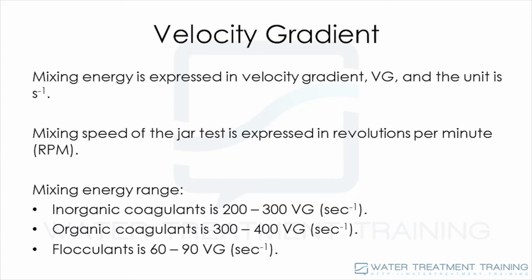Mixing energy is expressed in velocity gradient and the unit is per second. The mixing speed of the jar test is expressed in RPM or revolutions per minute. The mixing energy varies for coagulants and flocculants. The appropriate mixing energy of inorganic coagulants is 200 to 300 per second of velocity gradient. For organic coagulants it is 300 to 400 per second of velocity gradient, and for flocculants it is 60 to 90 per second of velocity gradient.